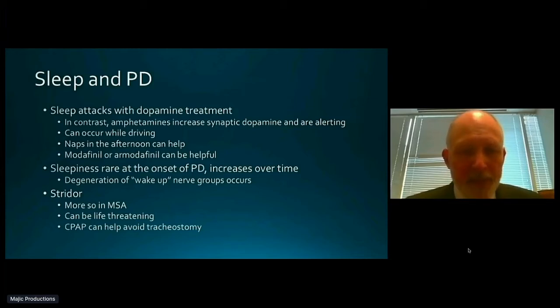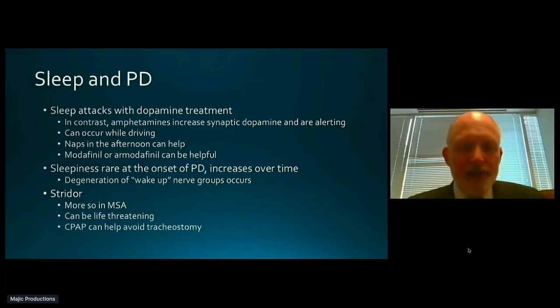Now, sleepiness is rare at the onset of Parkinson's and increases over time, and this is really a function of how many nerve cells are gone. But the point is that you have this group of nerves that comprise the reticular activating system, and these are kind of dopamine-like hormones like norepinephrine or histamine or serotonin. These are all familiar names, but they all kind of as a bundle wake the brain up. And if you have these centers that are less active, you can have more sleepiness.